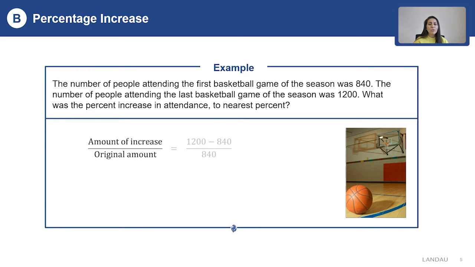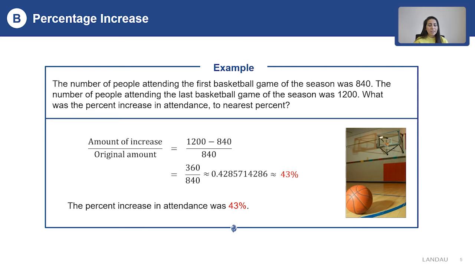Therefore, 1,200 subtract 840 will be the amount of increase. We then have to divide it by the original amount, which is 840. Therefore, 360 over 840 is going to be the fraction of change. In order to convert it to percentage, we will have to multiply it by 100. The percent increase in attendance was 43%.